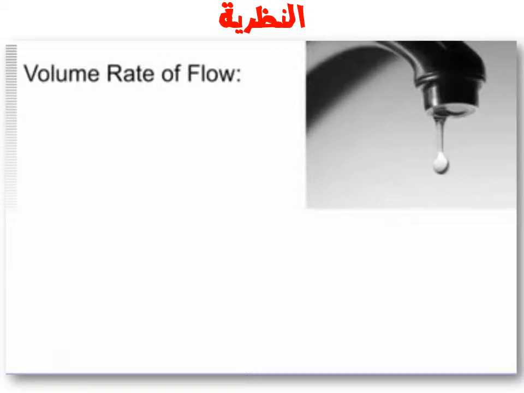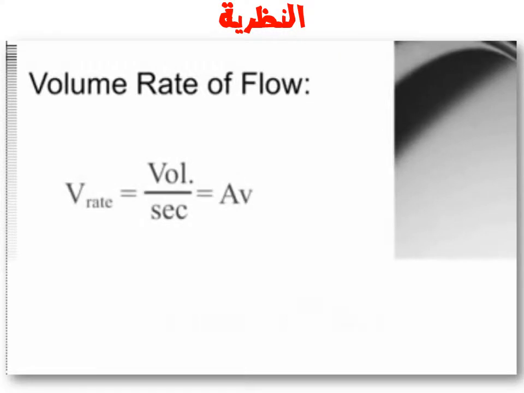You see that word volume? It means volume. You see that word rate. What does rate always mean? It's per second, right? The volume rate of flow. And so the equation for the volume rate of flow is the amount of volume per second, the amount of volume divided by the time in seconds. Or we can say it's area times velocity. Why is it area times velocity? Because area times meters per second gives you volume divided by seconds.